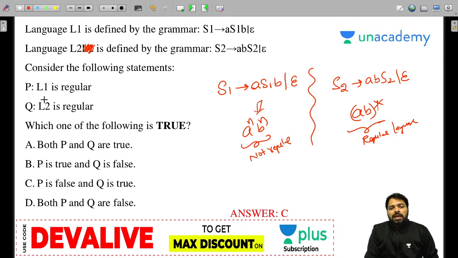Right. So L1 is regular, false, because L1 is not regular. L2 is regular, yes, true. So P is false, Q is true. Yes, C is correct, exactly.